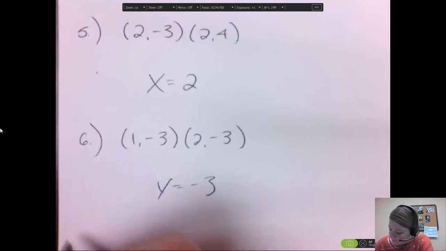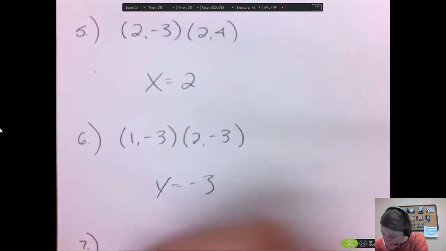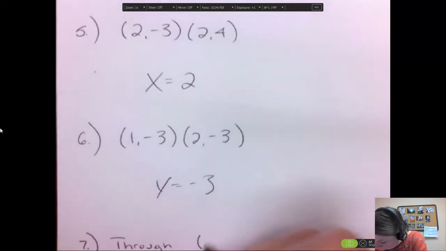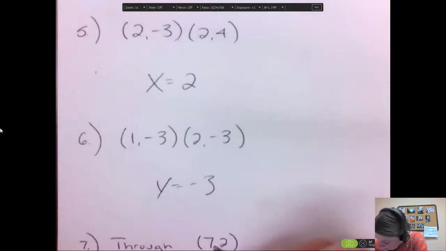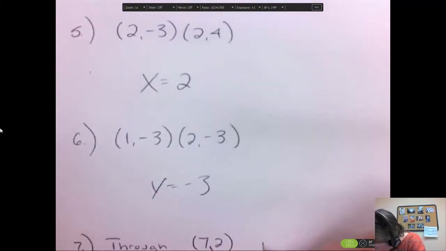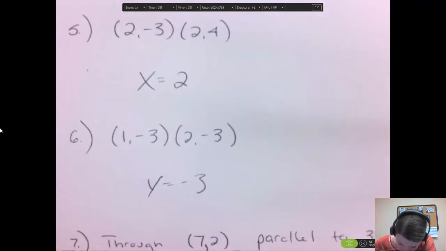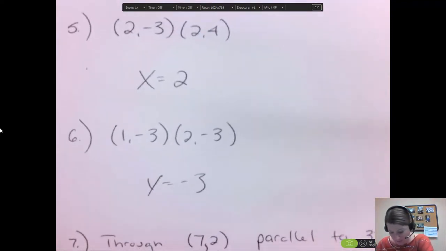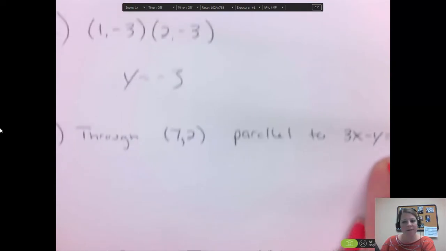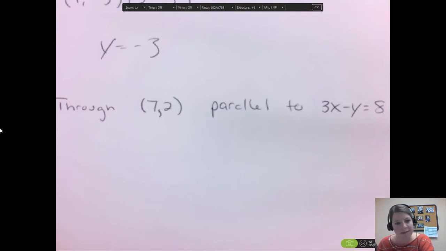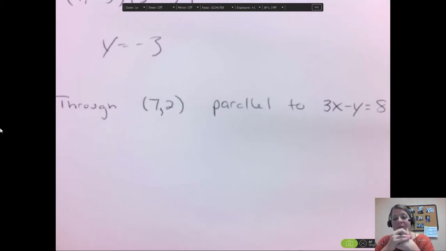But let's look at one last problem. What if I say that I go through the point (7, 2), and I'm parallel to 3x minus y equals 8? What if I say this and I say, well, if I go through this point and I'm parallel to this, what is... oops, you can't quite see that all. I'm going to have to take... there we go. So you can't see the question number 7. That's okay. So how would I find the equation of the line with this bit of information?